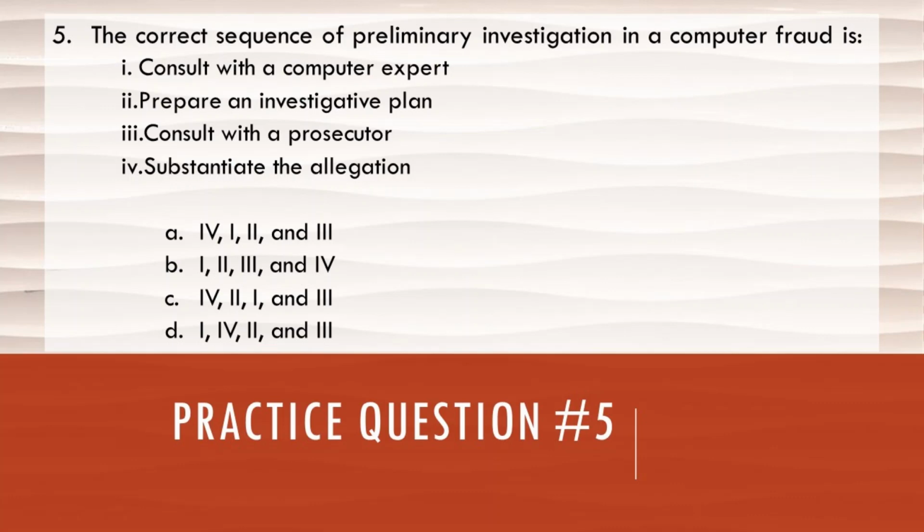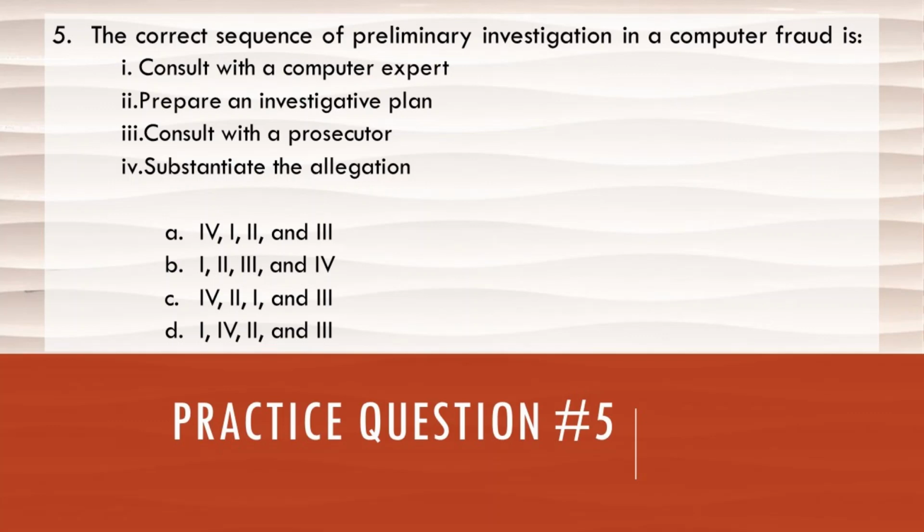So here we're given 4 options. Now, when you have these types of questions, honestly, the best way to really narrow down your answers is to think about, okay, what will be the first step and what will be the last step? That is really the best way and probably the easiest way to narrow down your answer choices and eliminate those answer choices that are not correct. So when I look at this, I see consult with a computer expert, consult with a prosecutor, prepare an investigative plan, substantiate the allegation.